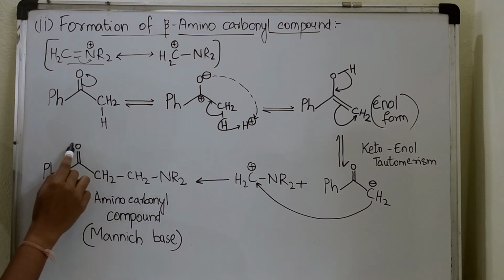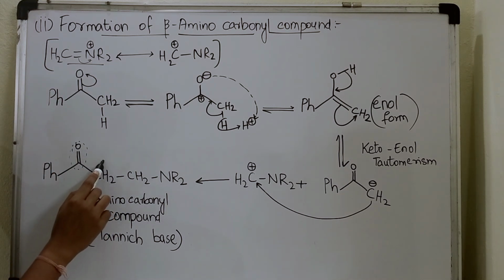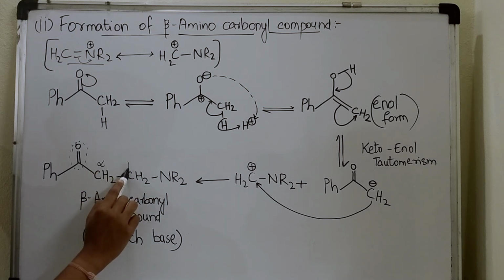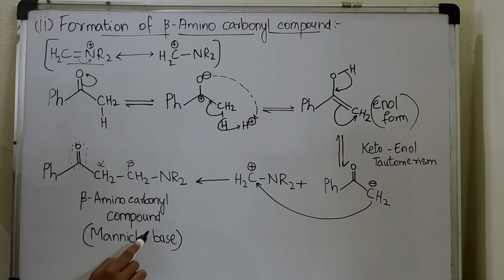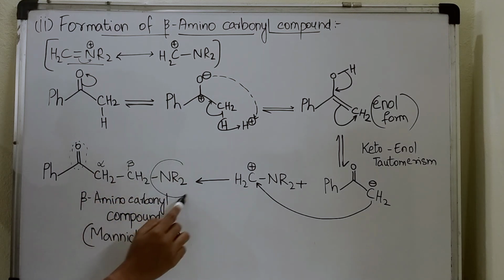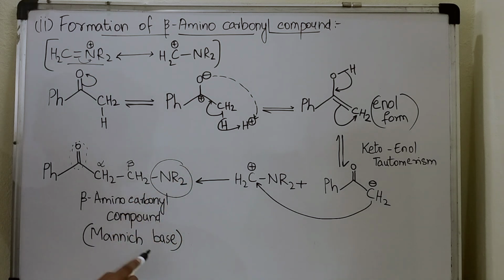Here we can see that this is the ketone functional group. The adjacent carbon is the alpha carbon, the next carbon is the beta carbon, and to this beta carbon the amino group is attached. Hence it is called a beta amino carbonyl compound. This is also called the Mannich base. So this is the mechanism for the Mannich reaction.